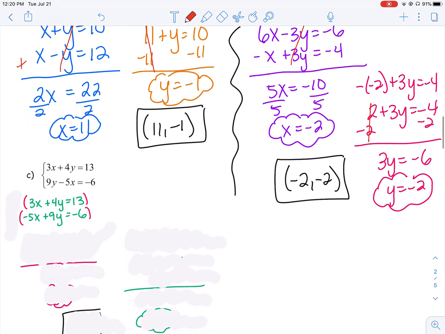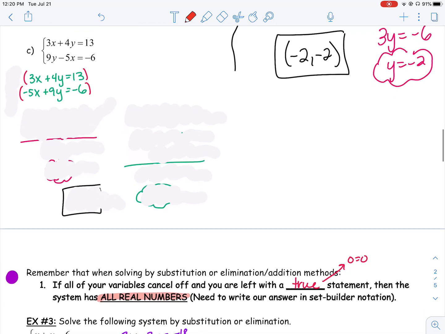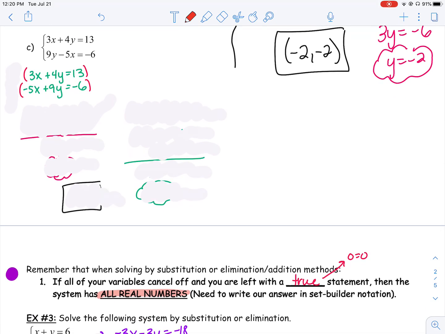All right, that one was a little bit harder. Here we go. Let's try C. We're going to step it up even more on C. Look at C with me. All right, step number 1. We want to make sure that our system of equations is in standard form. We want our x's underneath each other, our y's underneath each other, our equal signs, and our numbers.